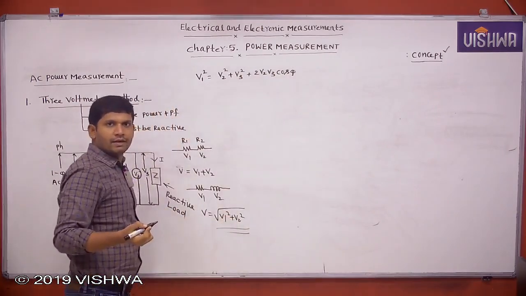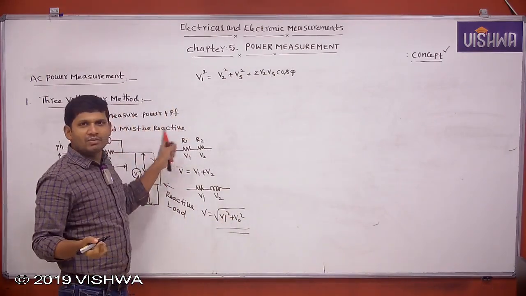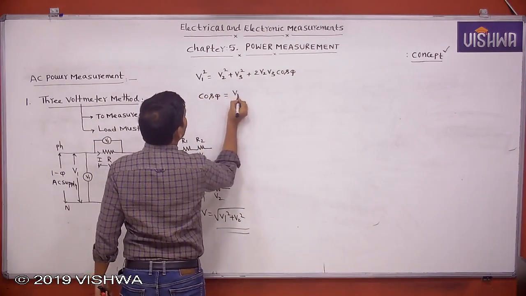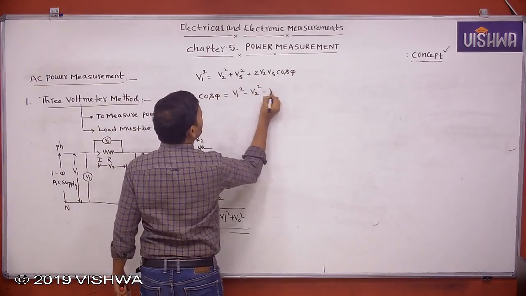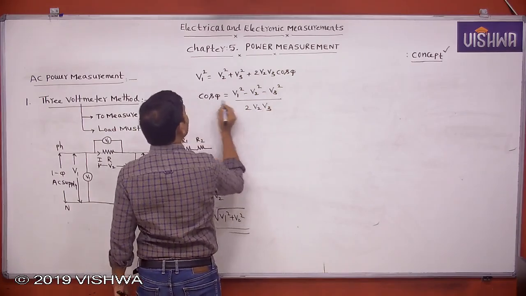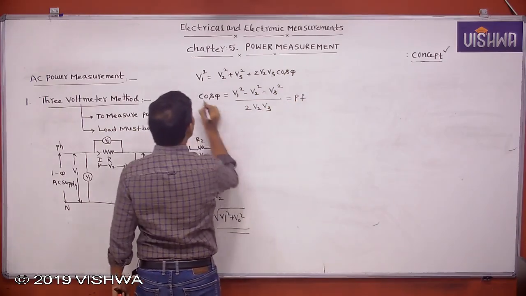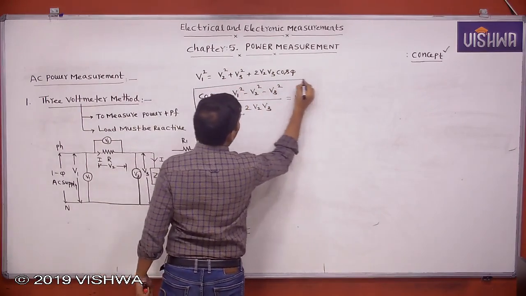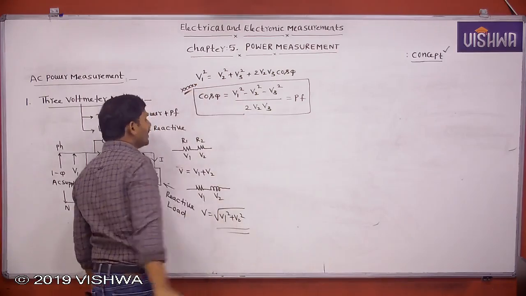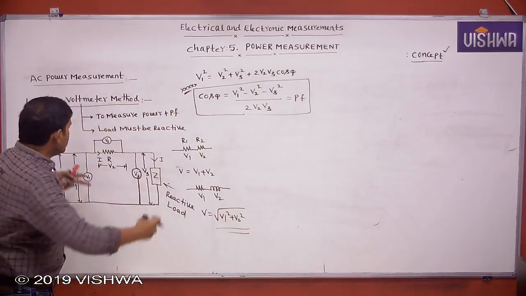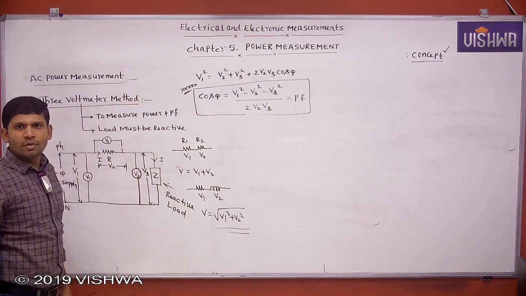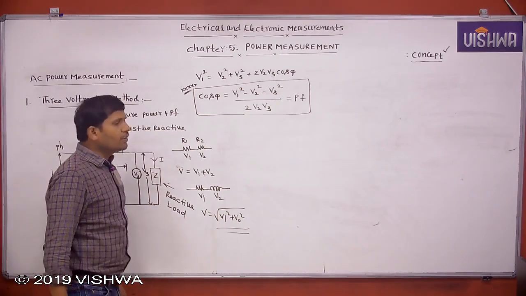Correct? I am writing this directly, no need of any vector diagrams. Then from this, cos phi equal to V1 square minus V2 square minus V3 square by 2 V2 V3. This is the measurement of power factor using which method? Three voltmeter method. You can also expect the direct formula. Are you ready to answer? This is the power factor measurement using the three voltmeter method, with the voltage across the resistive part and the voltage across the inductive part, according to the parallelogram law.